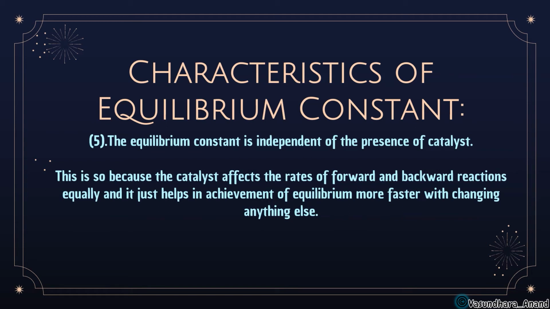This is so because the catalyst affects the rate of the forward reaction and the backward reaction equally, and it just helps in achieving equilibrium faster without changing anything else. Got it? So it will help to attain the equilibrium faster, but it is not going to change the equilibrium constant, as it will affect the forward reaction and the backward reaction in the same way. Okay.